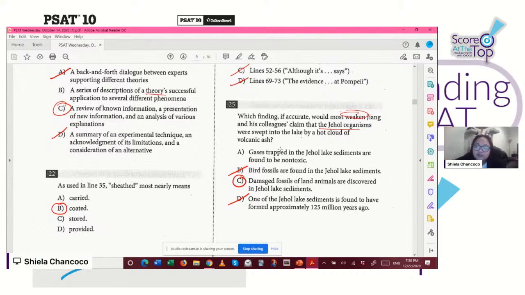Which of the following, if accurate, would most weaken Jiang and his colleagues' claim that Jehol organisms were swept into the lake by a hot, cold volcanic ash? Okay, this one's probably one of the hardest questions in this test, because it requires you to know Jiang and his colleagues' idea, compare that to the answer choice, and then see if it weakens. So you have 3 steps. Know the idea, right? The claim. Know if the answer choices support or weaken it, and then compare. So there's 3 steps to this.